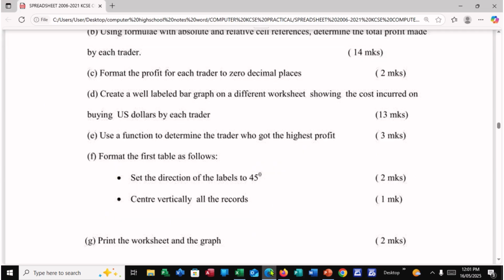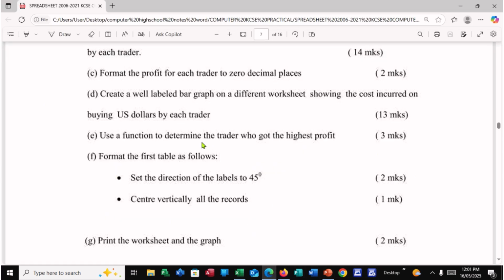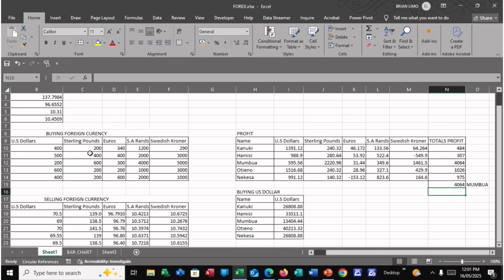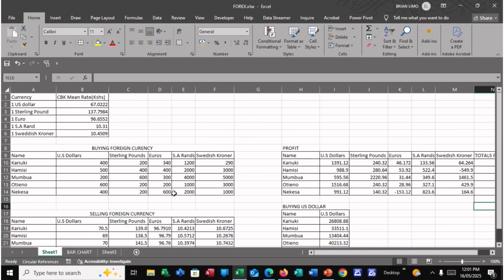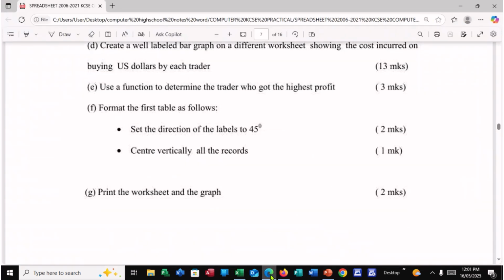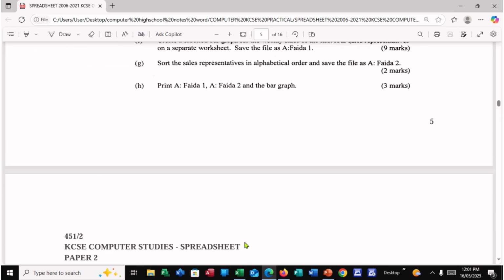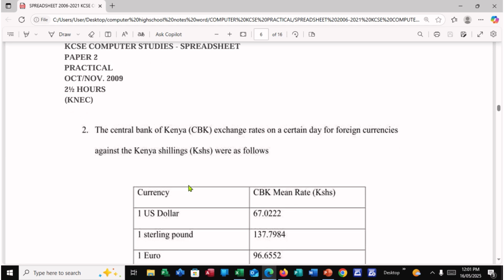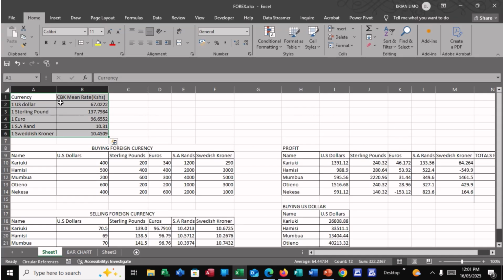And then you can read the question again. Format the first table as follows. Set the direction of the labels to be 45 degrees, center vertically all the records. So can you do that? This one is the first table. As you can see, the first table is this one. This one is the second table. This one is the third. So the first one was this one. So you're supposed to format this one.